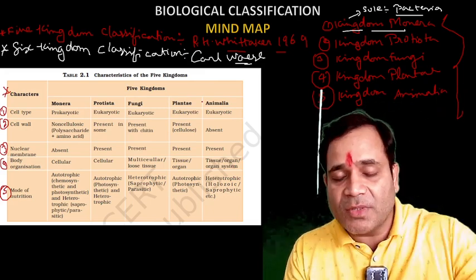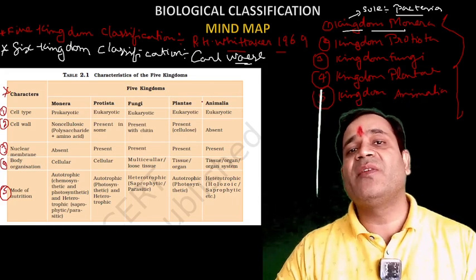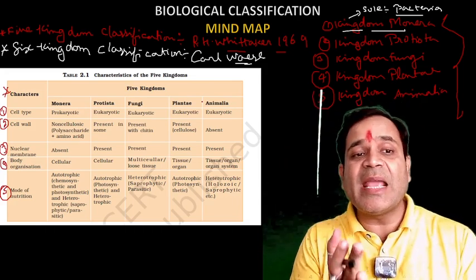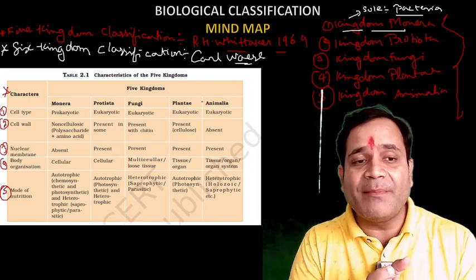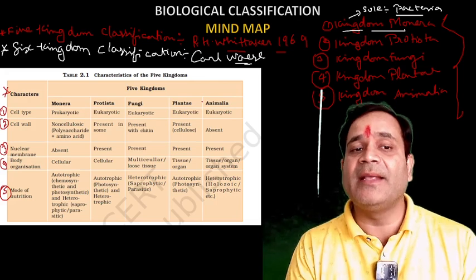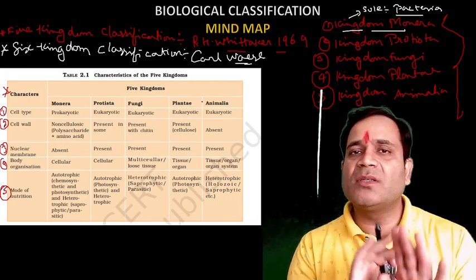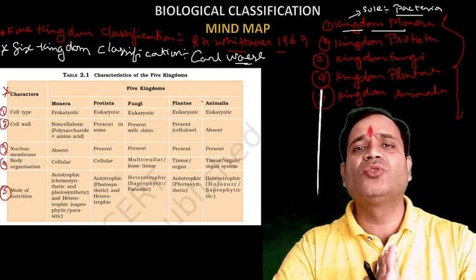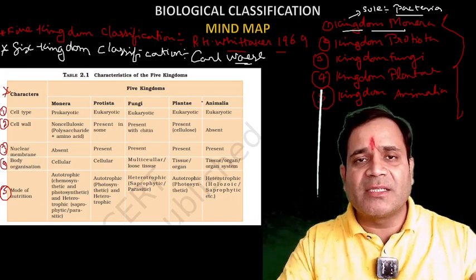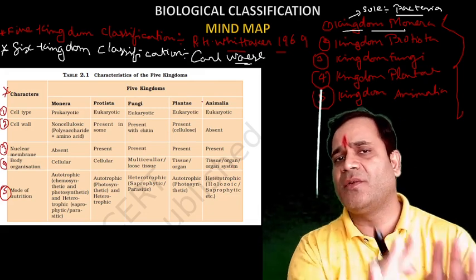Yes sir, according to the five kingdom classification given by R.H. Whittaker, there are basically five characters: cell type, cell wall, nuclear membrane, body organization and mode of nutrition, my dear. Am I right? Yes. So let's see one by one in a short way, because this is the mind map. There is no need to go through it in detail, because here I'm just going to summarize all the things given in your NCERT, right?